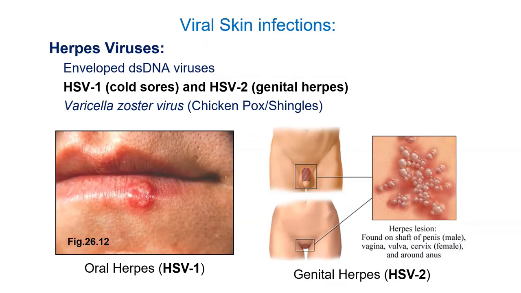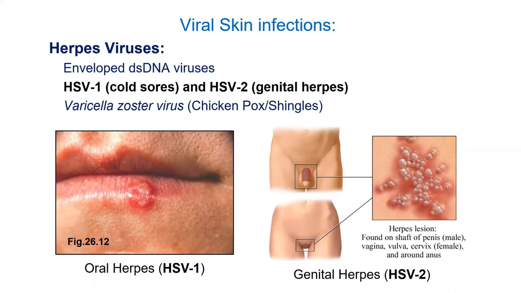And how many herpes viruses were there? Eight, I think there's eight human herpes viruses. And there were four that were important to know for this class, kind of the most common ones. And three of them are associated with skin infections. So you can see we have herpes simplex 1, herpes simplex 2, and varicella zoster virus, also sometimes known as the chickenpox virus, right?